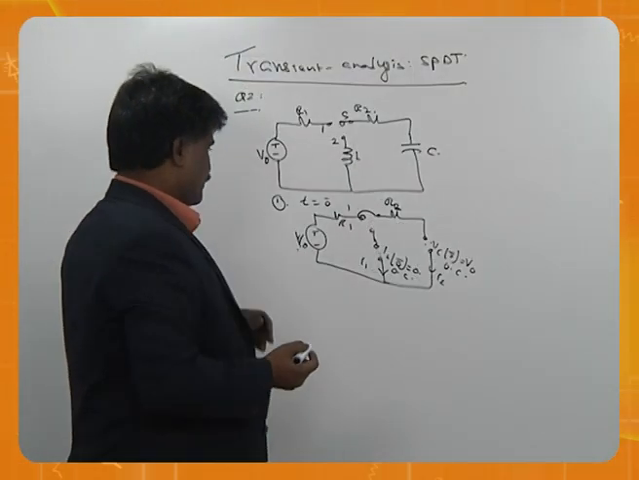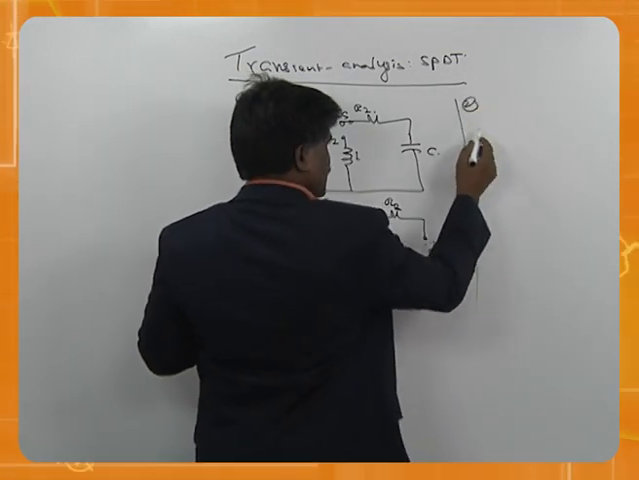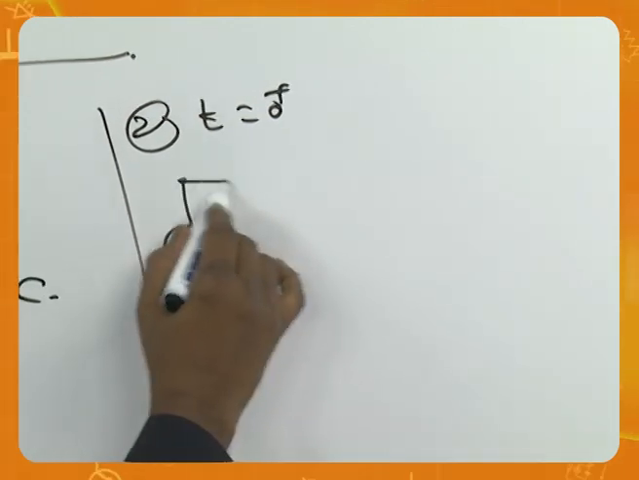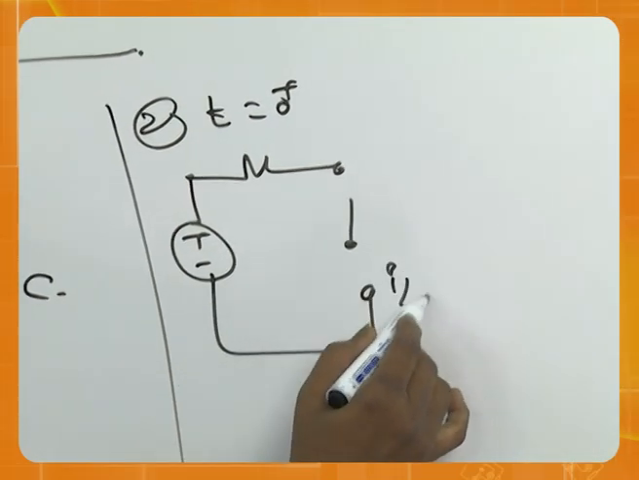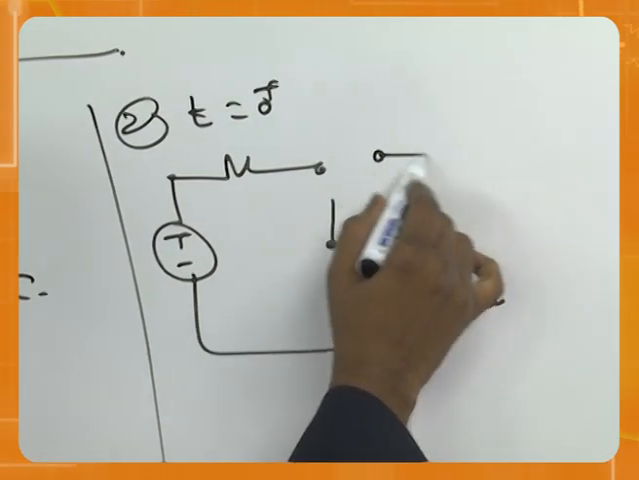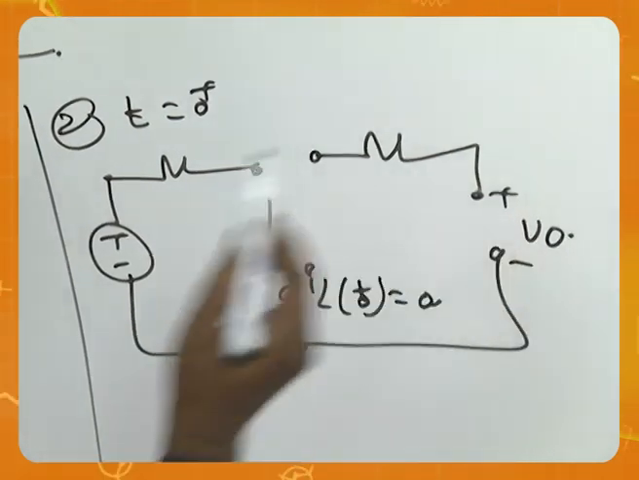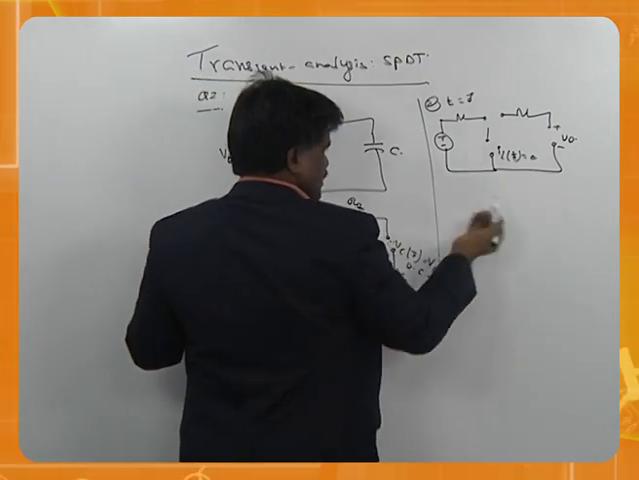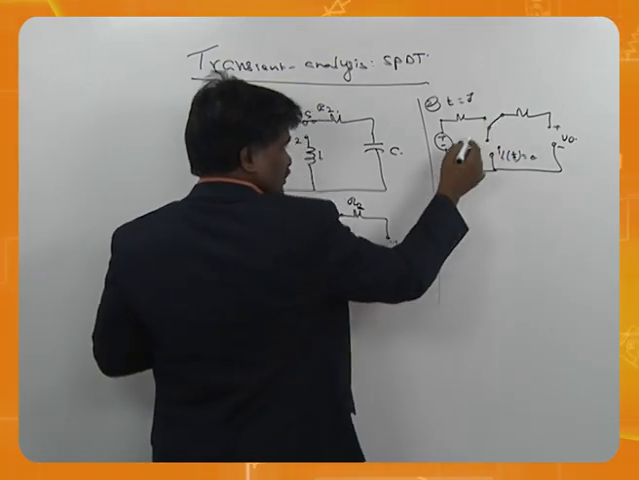Observe the problem. Step 2. When I go for step 2, t equals 0 plus. This is a supply. The resistor is here. The inductor cannot change its current instantaneously. Whatever was there will be there. The capacitor also cannot change its value instantaneously. Understand? So this cannot change, this cannot change. Now where is the switch? The switch is at position 2.